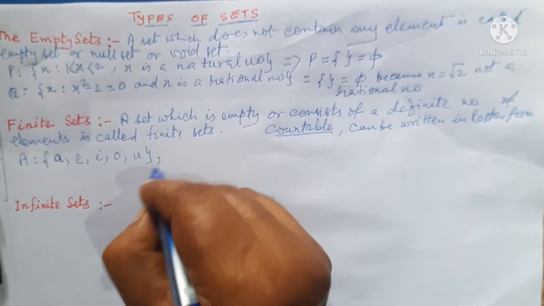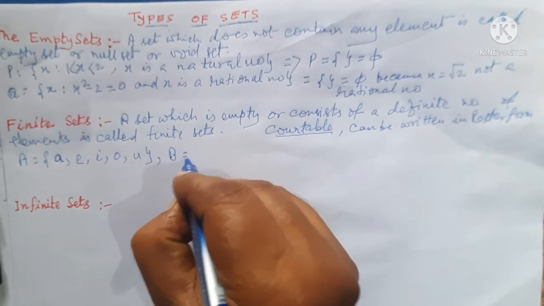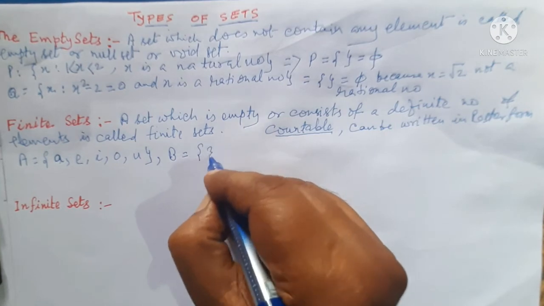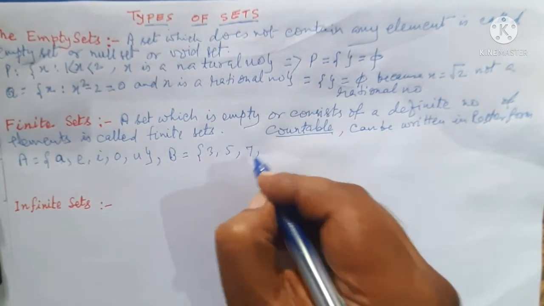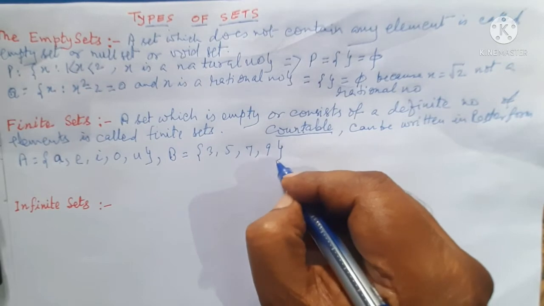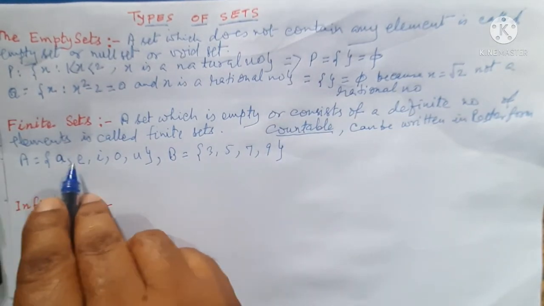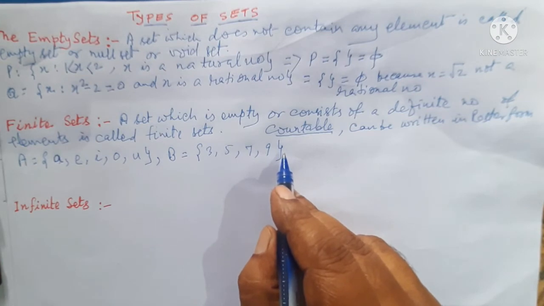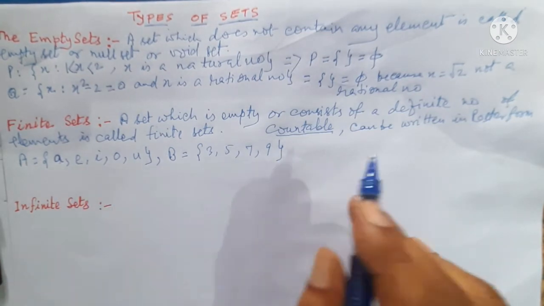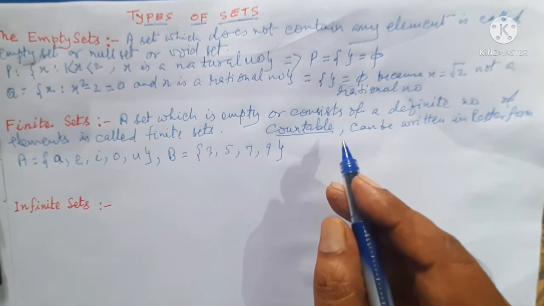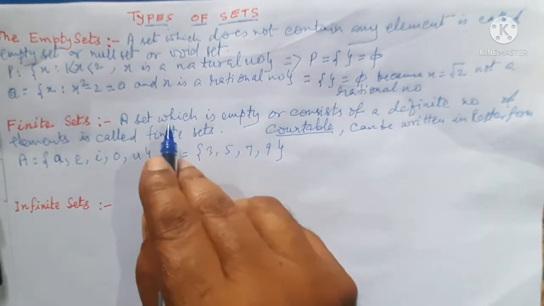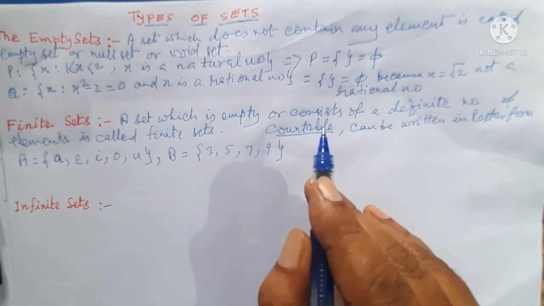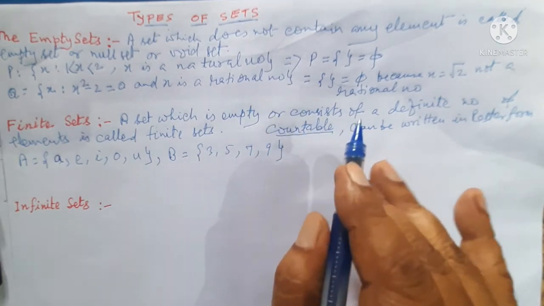Let us see another set, set B, having its elements 3, 5, 7, 9. These are the elements. So, set A and set B are countable and in roster form. The empty set also will be considered as a finite set.